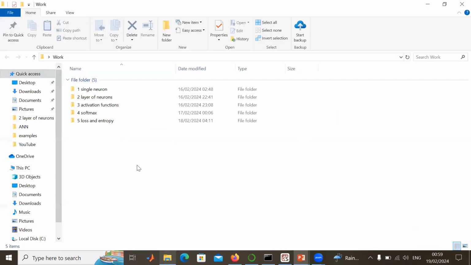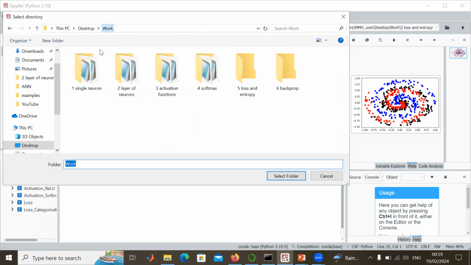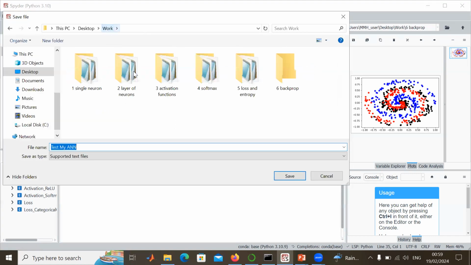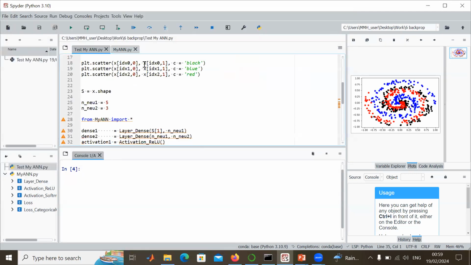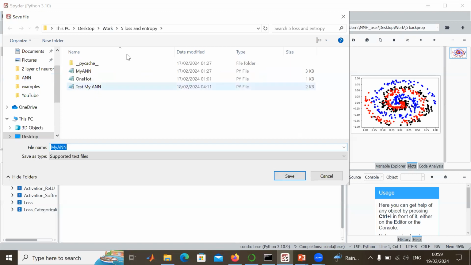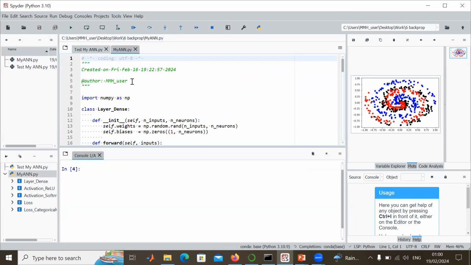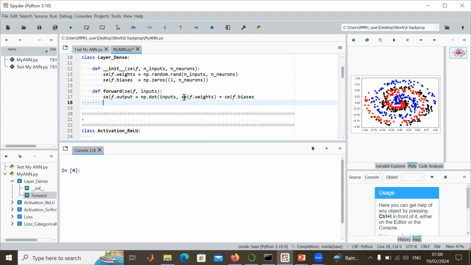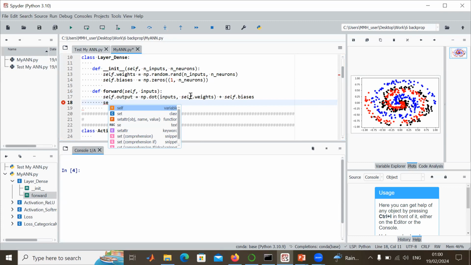And again, we want to create a new folder. We just call it backpropagation. And of course, we also want to navigate to this folder and save everything in this new folder. All right. So let's start with the dense layer. The init is perfect the way it is, but in the forward part, we have to save the inputs. So we just add self.inputs.